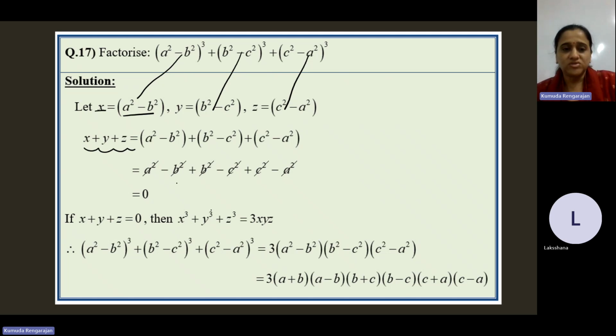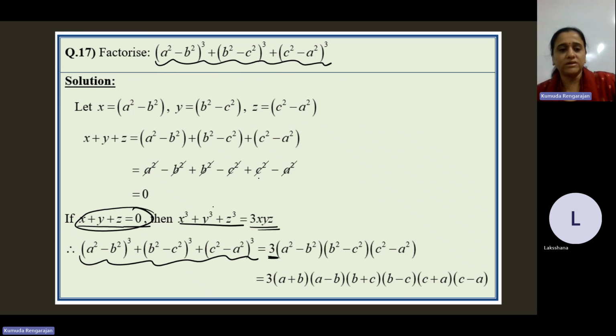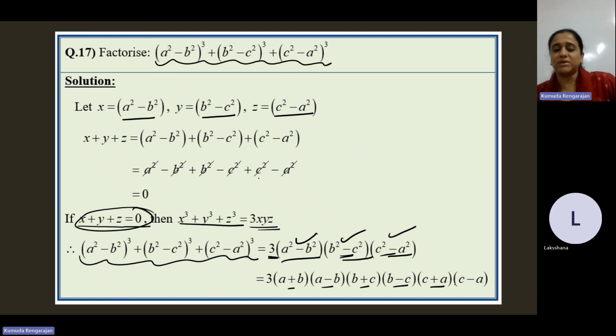It's 0. Since you have checked this condition, by the identity, if x plus y plus z is 0, then x cubed plus y cubed plus z cubed is equal to 3xyz. Yes, we checked it. It is 0. So the value of this expression is 3 into x into y into z. But these are further factorizable, because a squared minus b squared is a plus b into a minus b, b squared minus c squared is b plus c into b minus c, and c squared minus a squared is c plus a into c minus a. Right? Finish it.